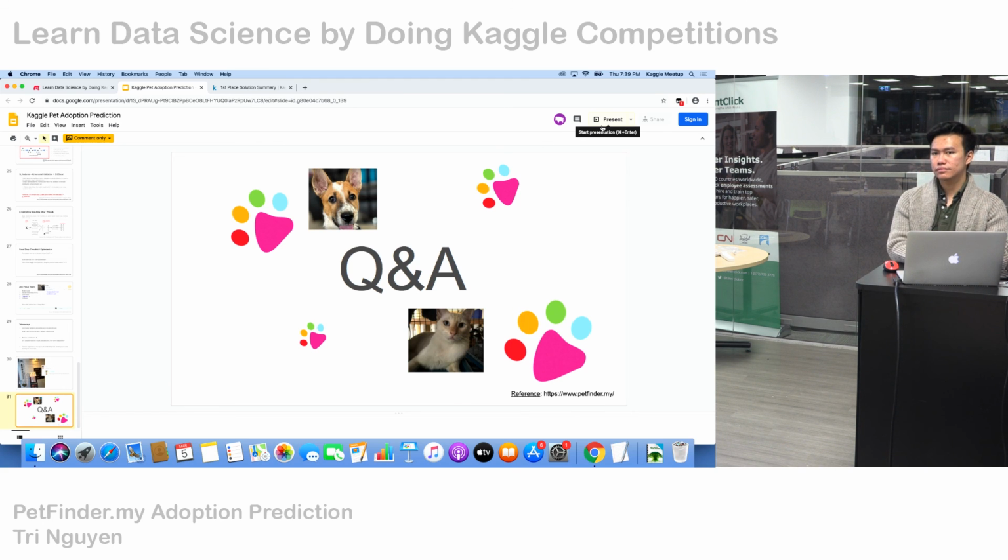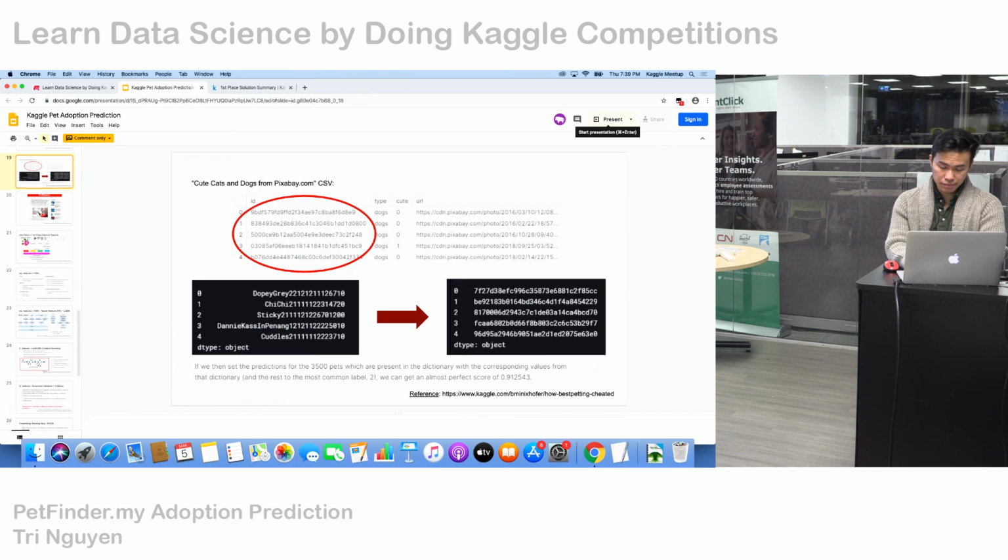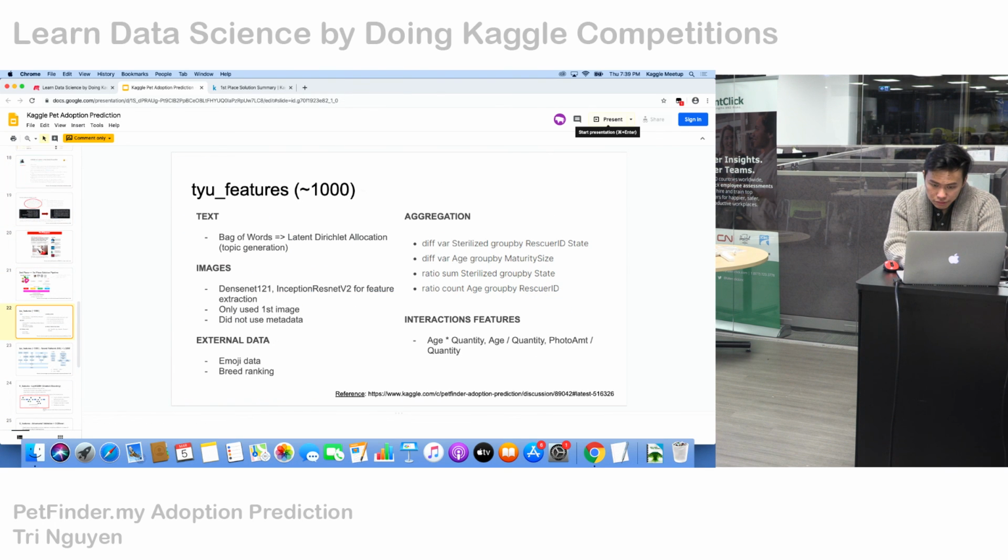But at least the number of images, is that considered here? I think that was in there. The number of images? Yes. The first place team utilized that in the interaction features with the photo amount, which is the number of images that the pet comes with.